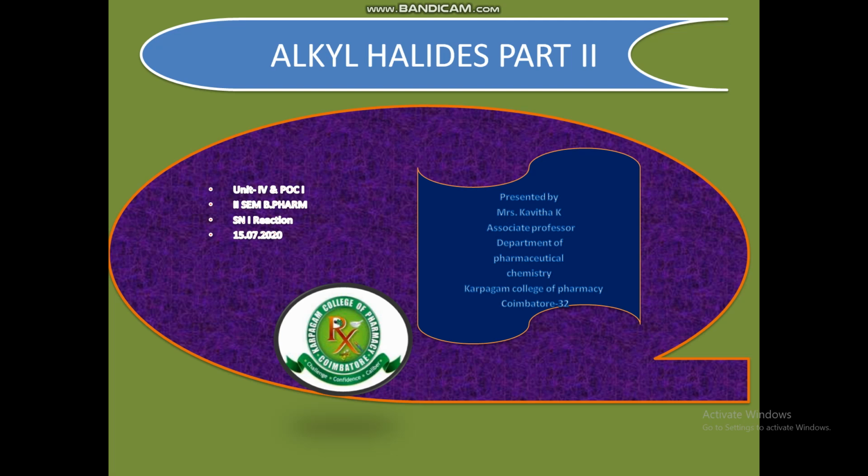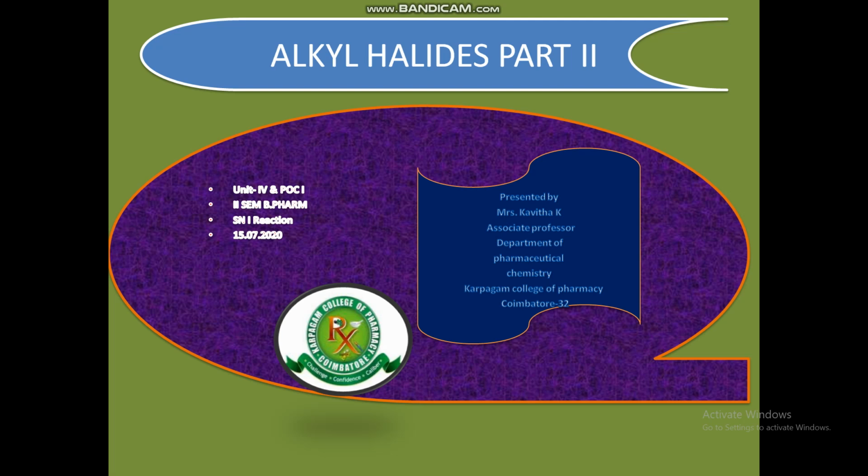Today let's discuss alkyl halides part 2, in that the SN1 reaction. Previously we have discussed the SN2 reaction. So what is SN? That is nucleophilic substitution. What is it? The reaction involving the replacement of an atom or group by a suitable nucleophile is known as a nucleophilic substitution reaction. In that, two types are there, SN1 and SN2.